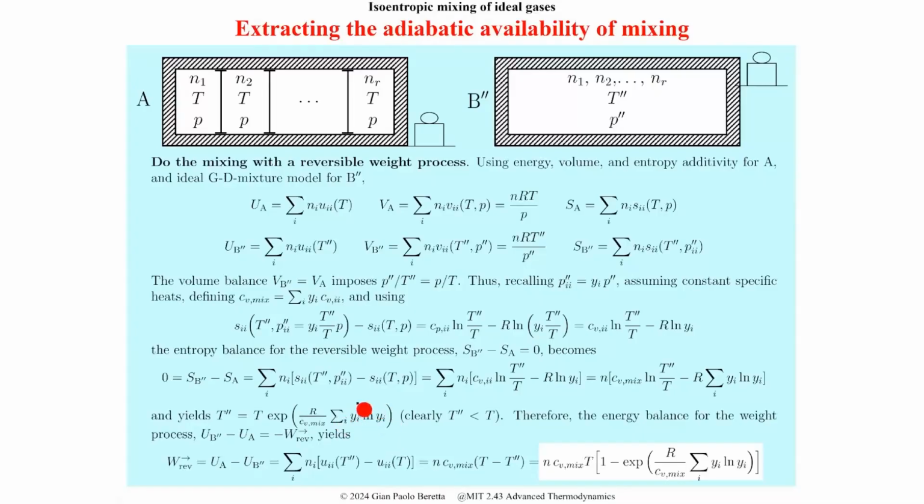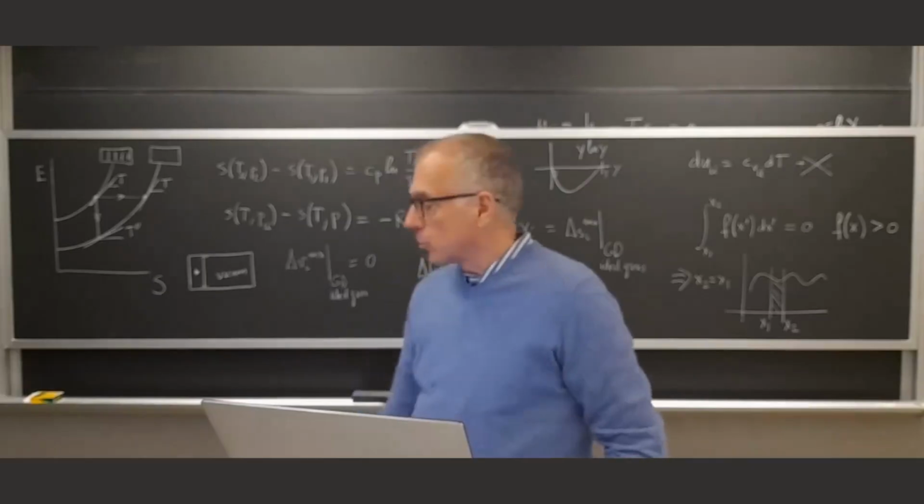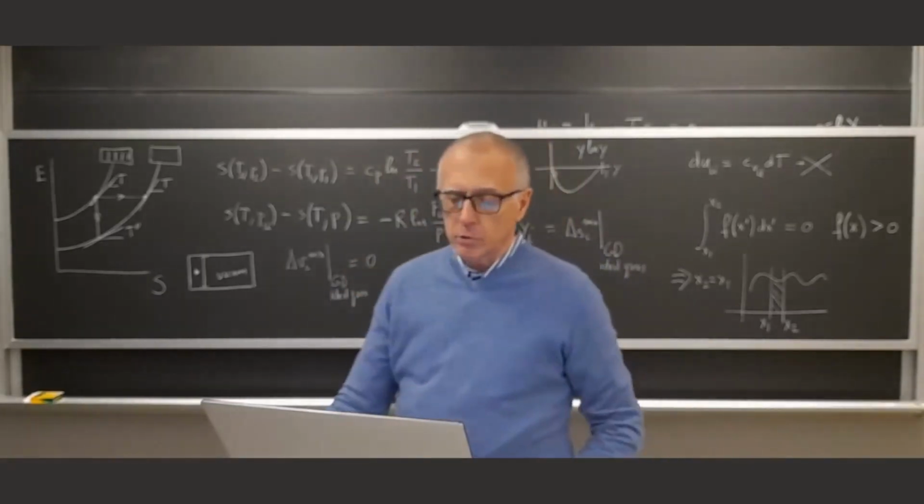Now the fact that these functions are negative, so e to a negative number is less than 1, shows that, of course, as we expected, the final temperature will be less than the initial temperature.